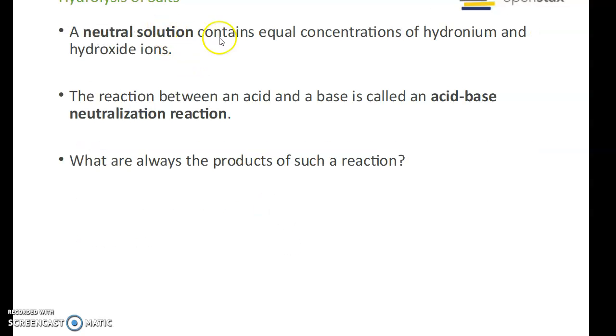A neutral solution contains equal concentrations of hydronium and hydroxide ions. The reaction between an acid and base is called an acid-base neutralization reaction. That's exactly what we talked about last week when we were talking about all the different types of reactions, right?